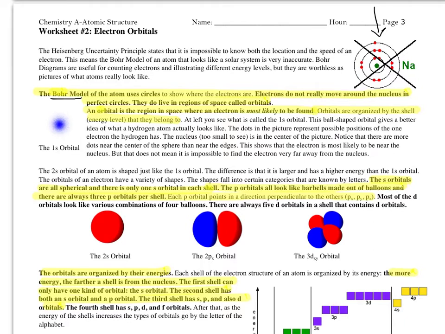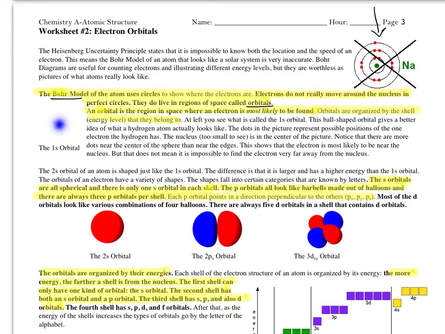It assumes that these electrons move in these perfect little circles around the nucleus, some closer to the nucleus, some further away. And this is part of the story. But we can be a little bit more accurate than that. They don't actually move in these perfect little cartoon-like circles. What they really do is they are located in these areas of space that we call orbitals.